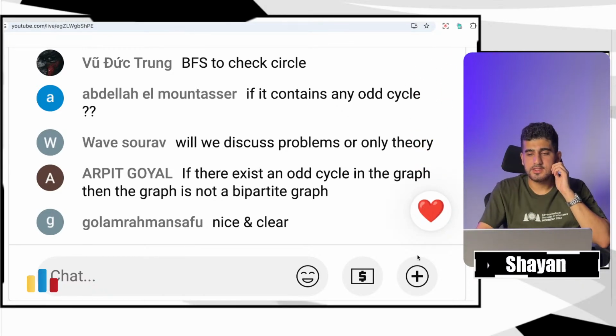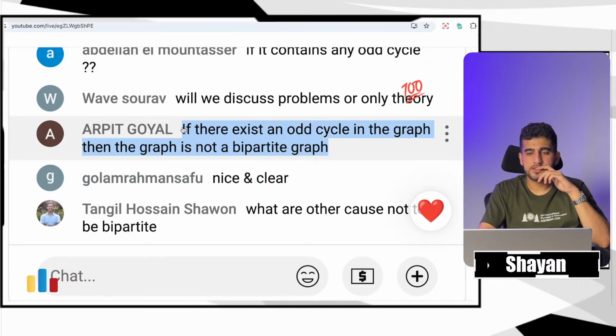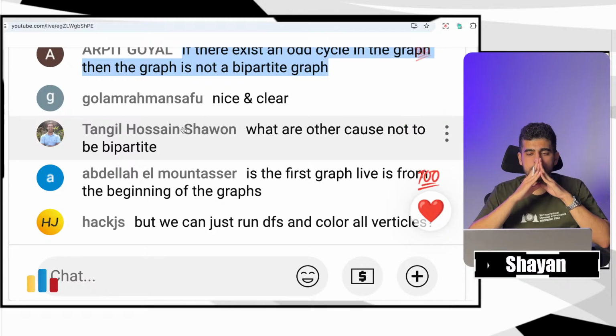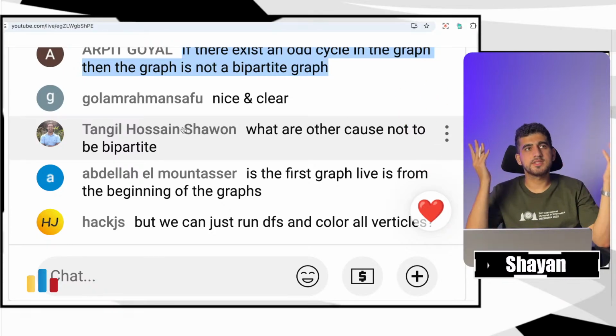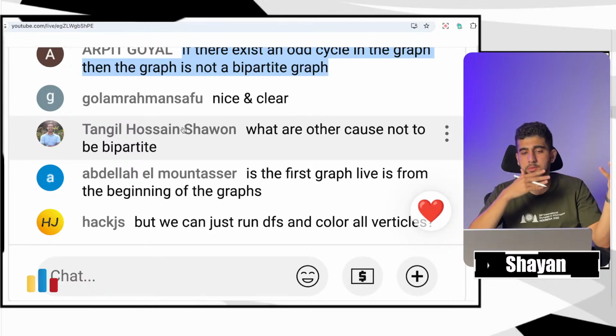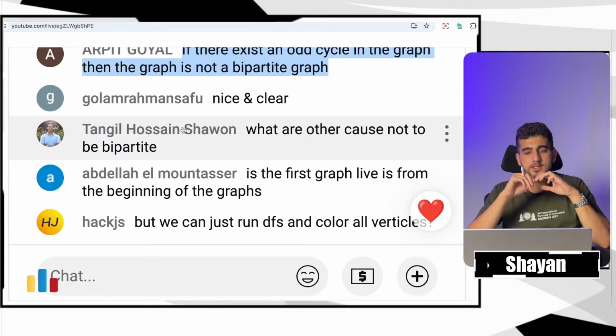Yes, exactly. This is the final thing that we want to say. If there exists an odd cycle in the graph, then the graph is not a bipartite graph. Now we will discuss what happens if there's no odd cycle. Can we say that if there's no odd cycle, then the graph is bipartite? We will discuss that.